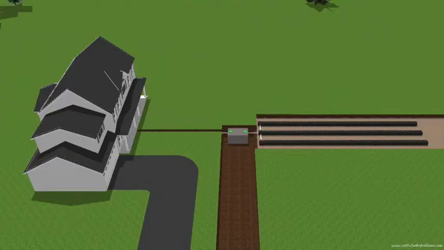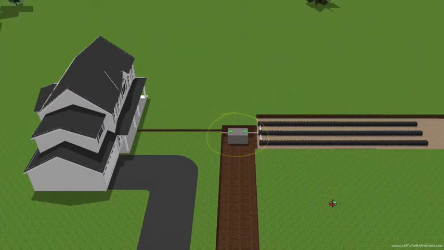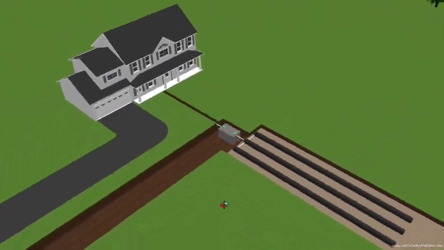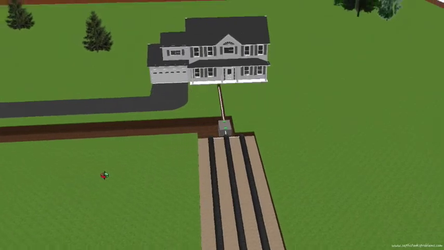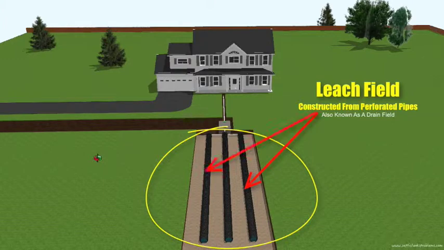So, what is a septic system? A septic system is an on-site wastewater treatment system, and it comprises two main components. A septic tank, which is a buried watertight container, typically made of concrete, fiberglass or plastic. The second is a drain field, or leach field as it's sometimes known. The drain field is a system of distribution pipes and gravel, and it allows wastewater to be biologically treated by the surrounding soil.